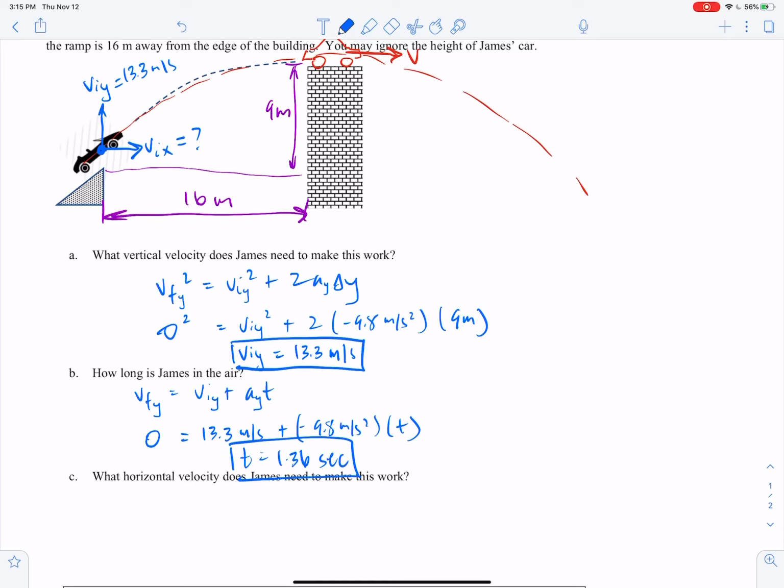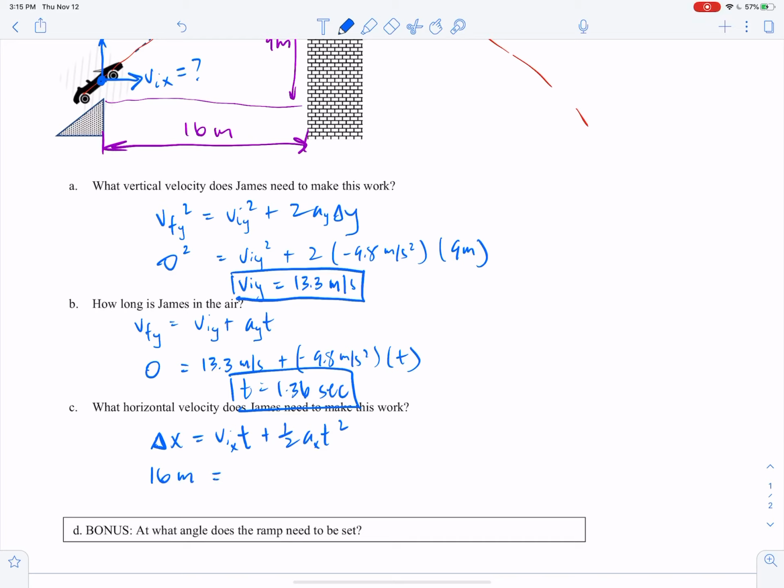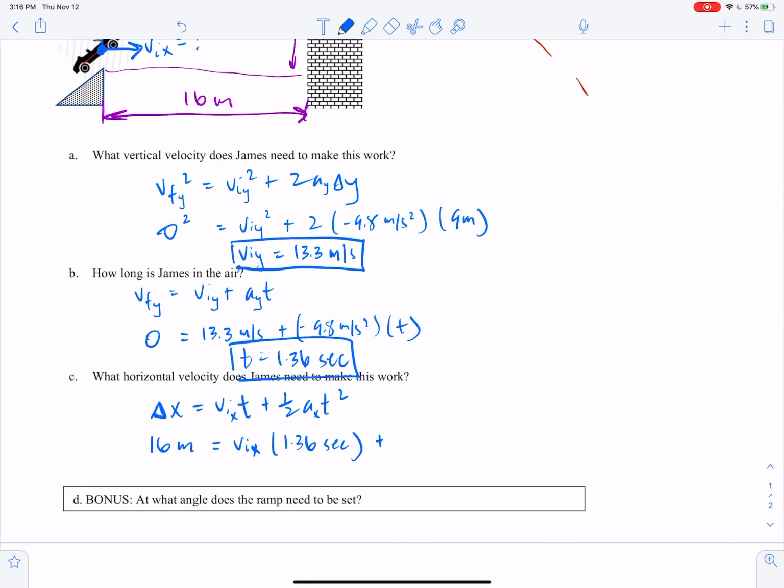We know that the horizontal distance that James is going to cover is 16 meters from the ramp to the building. We don't know his initial horizontal velocity. That's exactly what we're trying to find, but we do know that his time in the air is 1.36 seconds. And then, what is James's horizontal acceleration, right?